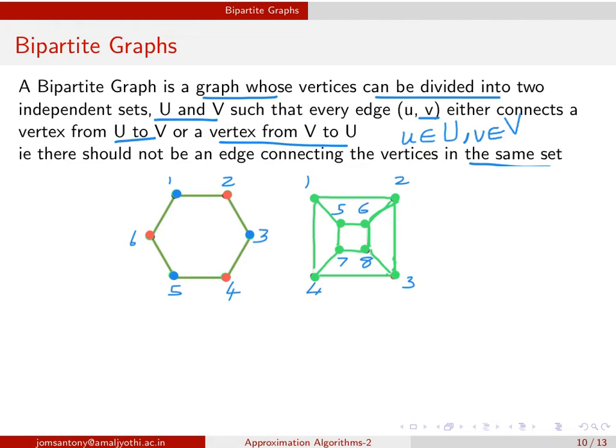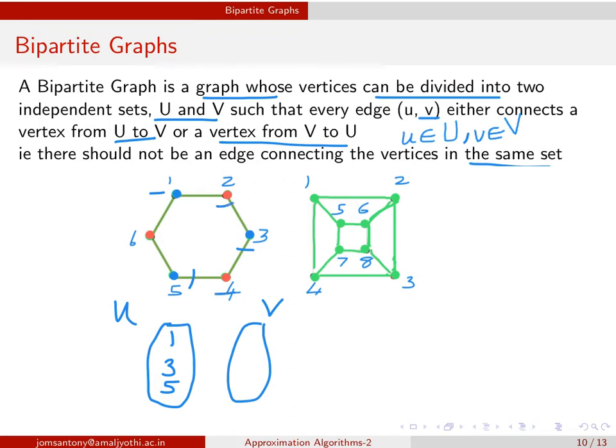For example, the vertices in the first graph can be split up into two sets U and V, and we can verify that there are no edges connecting the vertices in the same set. It can be done like this. Suppose I have a set U here and a set V here. Now I will add the blue vertices to set U. The blue vertices are 1, 3 and 5. So I will add those values here. And I will add the red vertices to my set V, which are 2, 4 and 6.